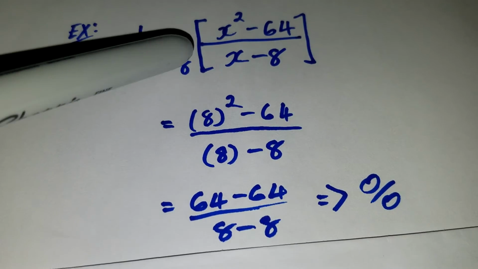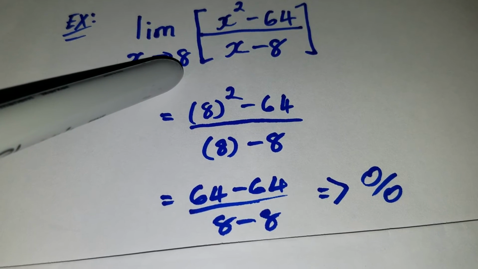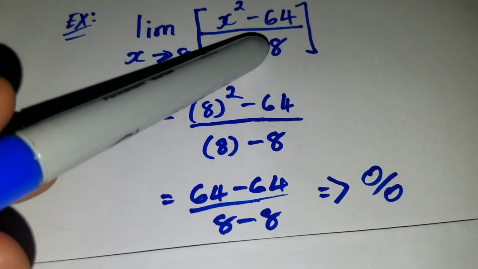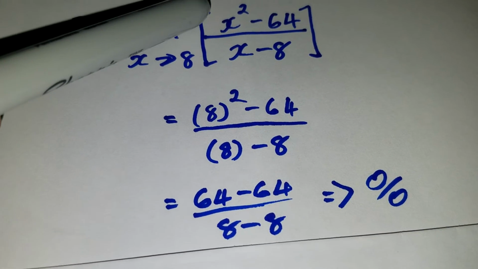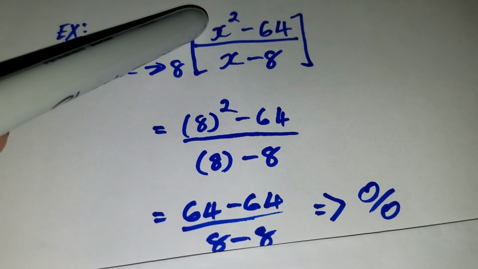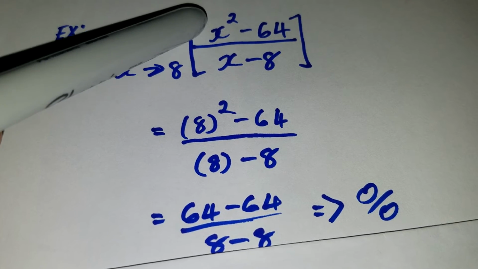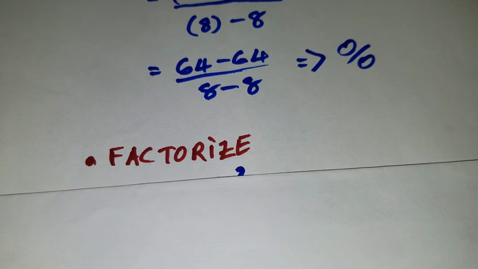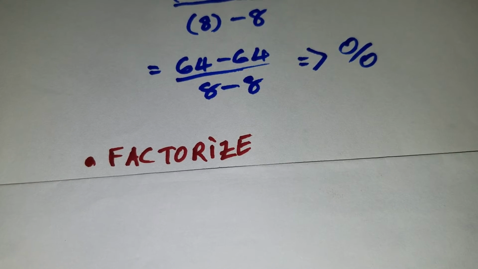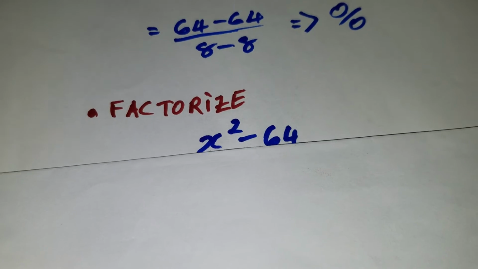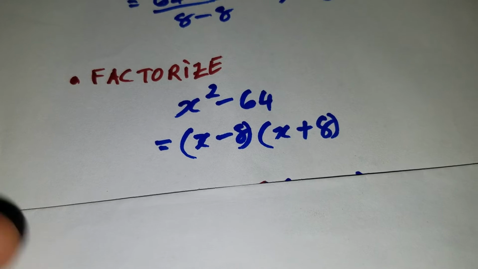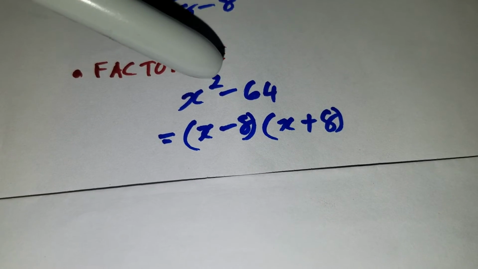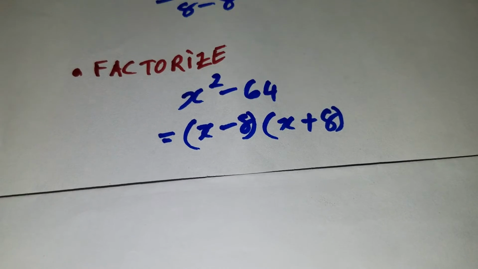Now obviously, if x is approaching 8, the 0 causing term must be x minus 8 because 8 minus 8 is 0. So therefore, there is an x minus 8 hiding in the quadratic expression up here as well. So what we need to do is factorize that quadratic expression so we can find the x minus 8. So when we factorize, it's the difference of two squares. So therefore, it will be x minus 8 times x plus 8.